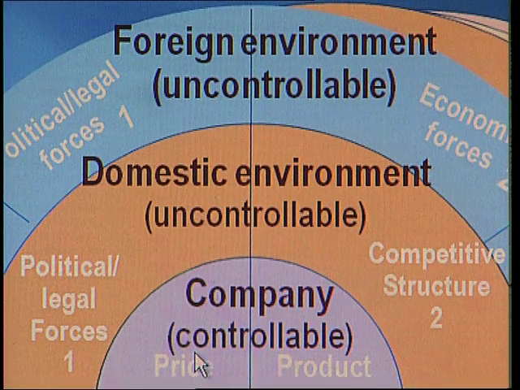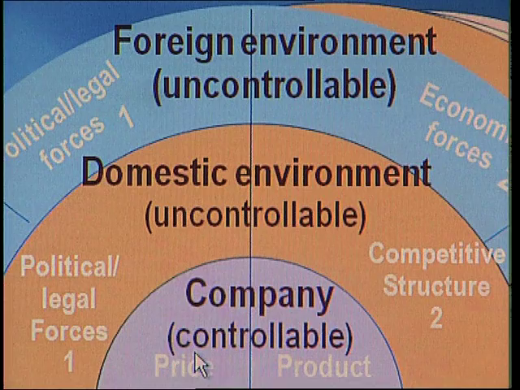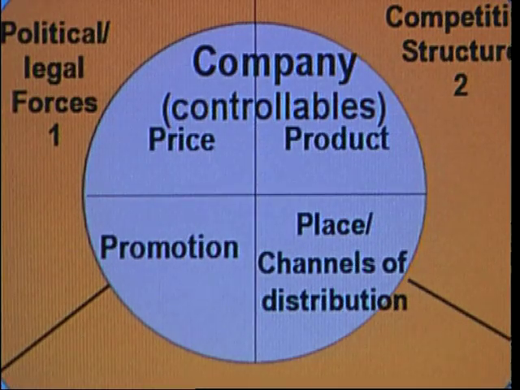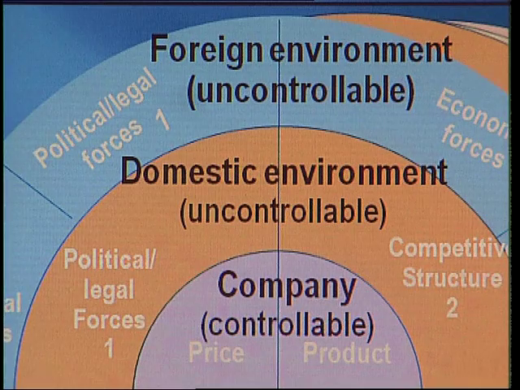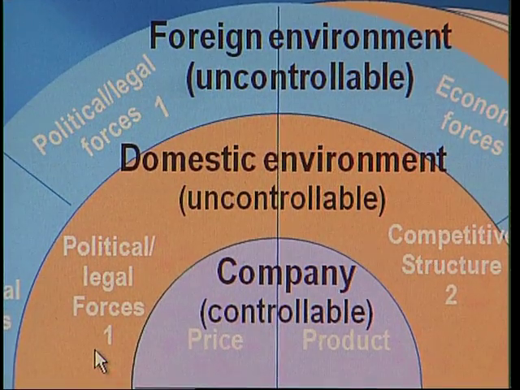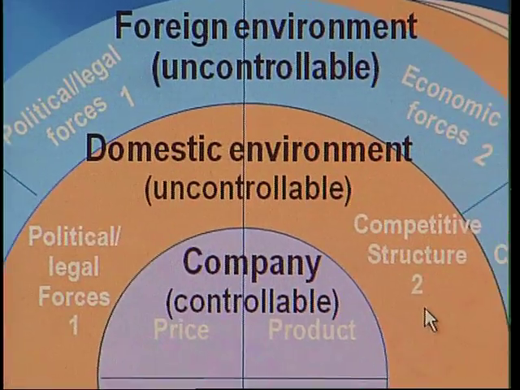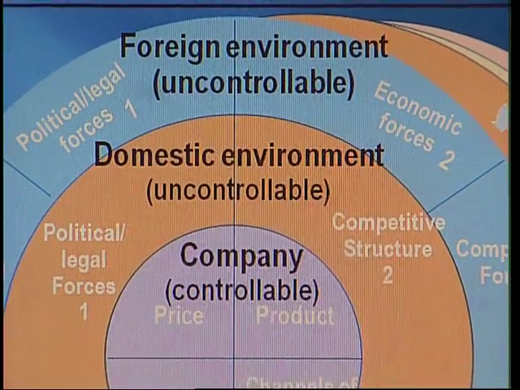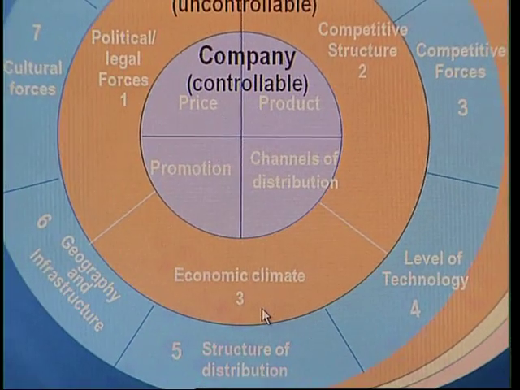The innermost circle consists of some factors that are called company controllables. There are 4 factors here. Number 1, price, product, channels of distribution, promotion. The second circle is called domestic uncontrollables. There are as many as 3 factors. Number 1, political or legal forces. Number 2, competitive structure. Number 3, economic climate.